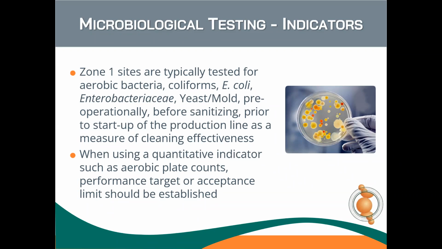When using a quantitative indicator such as an aerobic plate count, performance targets and acceptance limits should definitely be established. And I'll just touch back on our ATP tool that we talked about earlier. The effectiveness of general cleaning and sanitation can also be determined rapidly on site using ATP. A large number of sites can be evaluated very quickly using this. So either a 2-class pass-fail or 3-class acceptable, caution, fail sampling plan can be used for your ATP.